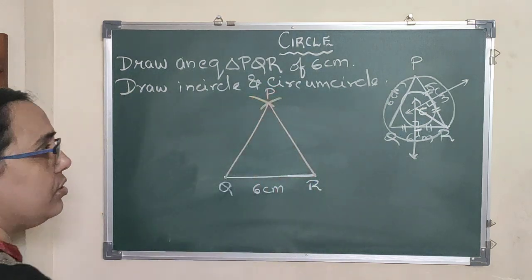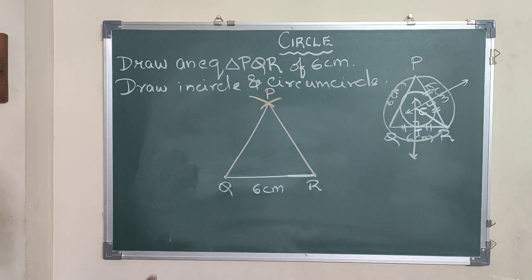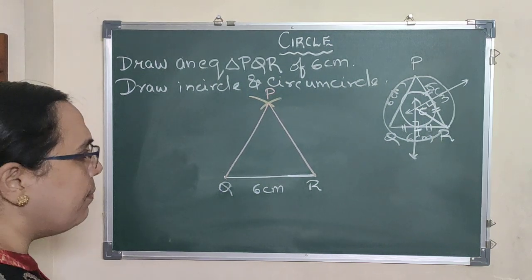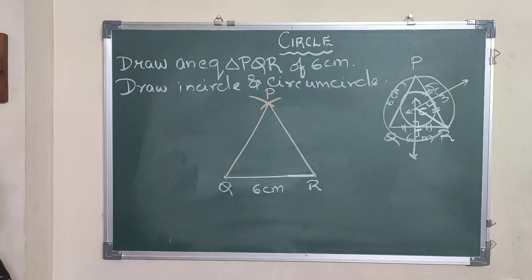Triangle PQR. All the sides are 6 centimeters. We'll write that later. Right now we will concentrate on completing the construction first. So let us draw the perpendicular bisector of the side.